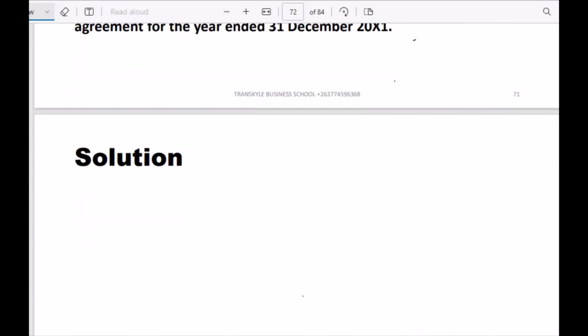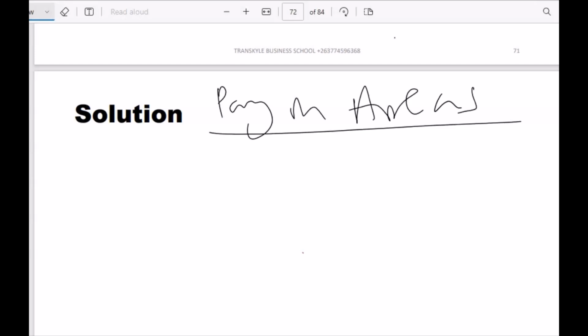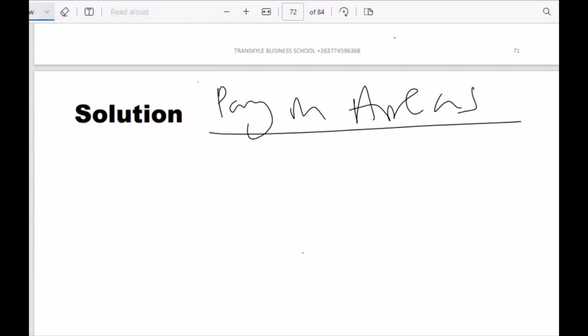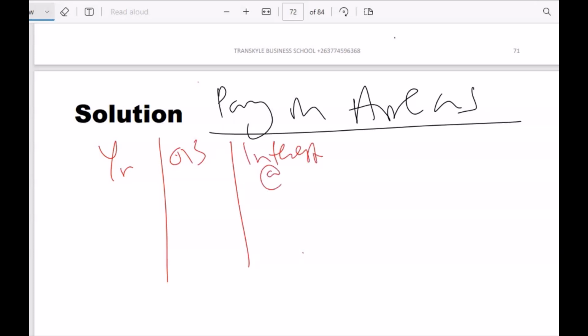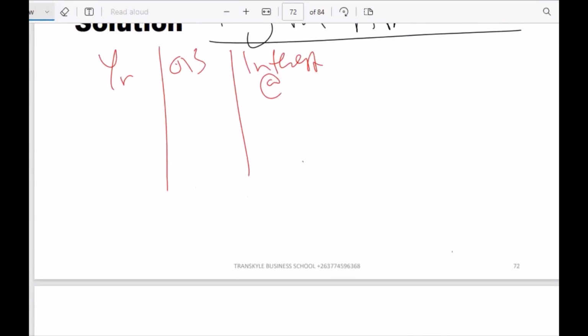Now we have to construct our amortization table to determine the subsequent measurement. The amortization table, ladies and gentlemen, remember the payments are in arrears in this particular question. So the amortization table will look like this. We've got the year, the opening balance column, the interest, and we are told that the interest in this particular question is 5%. Then we've got the payments to reduce the liability, and then the closing balance.